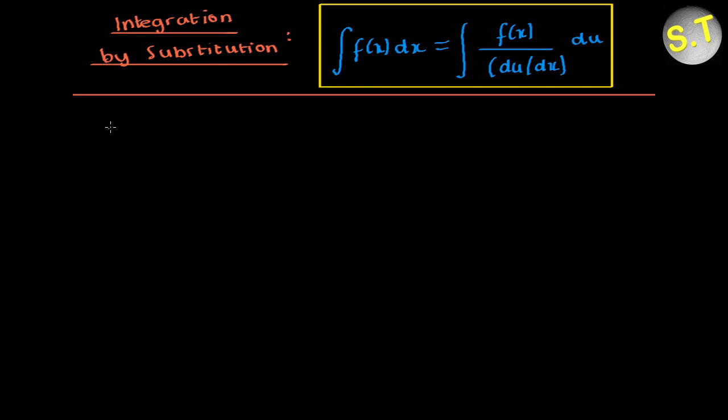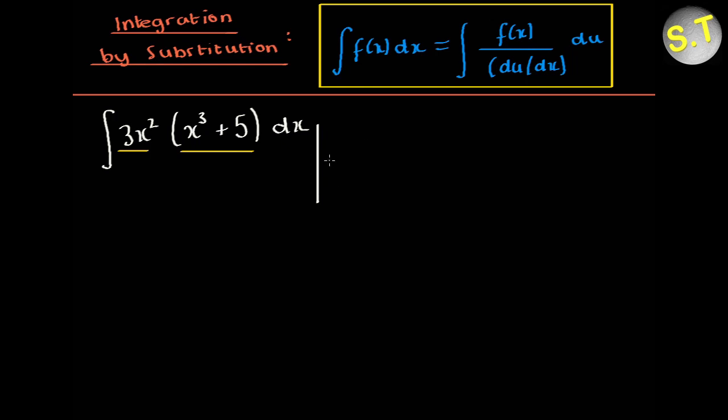So if we consider the integral of 3x squared multiplied by x cubed plus 5 with respect to x, we can hopefully see that 3x squared is the derivative of x cubed plus 5. And that means we can apply some substitutions.